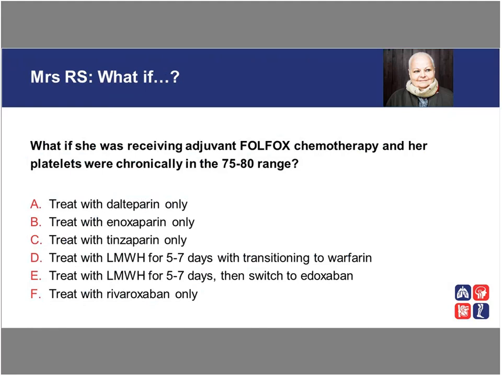Okay, so what if she was receiving adjuvant FOLFOX chemotherapy and her platelets were chronically in the 75 to 80 range? So here we have this patient who has a chronic thrombocytopenia in the 75 to 80 range, and undergoing chemotherapy potentially is going to drop those platelets further. And so the bleeding risk is now heightened and needs to be considered when managing this patient with cancer-associated thrombosis. So do we treat with dalteparin only? Do we treat with edoxaban only? Do we treat with tinzaparin only?